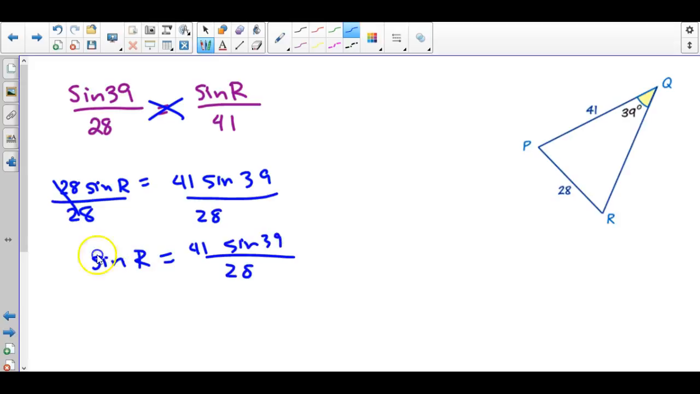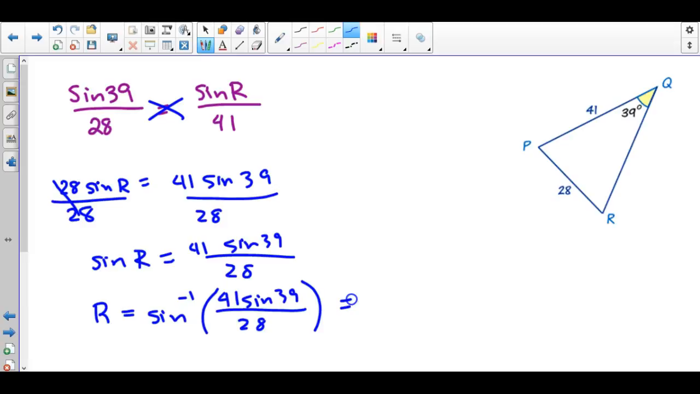And I want to get R by itself. Since I'm solving for an angle that is within my sine function, I can't divide by sine or something. So I'm going to use an inverse. We call this arc sine. All that you have to do differently in your calculator is press second and then sine, and you can throw that information in.